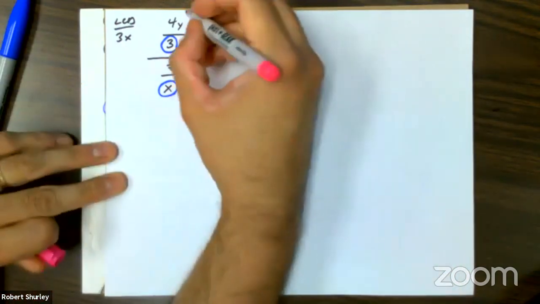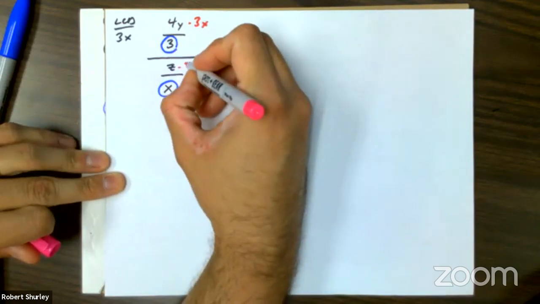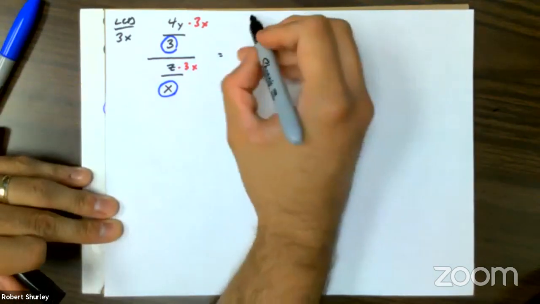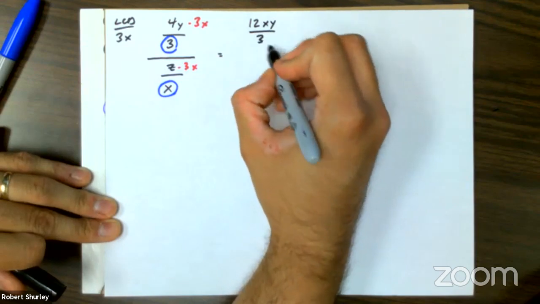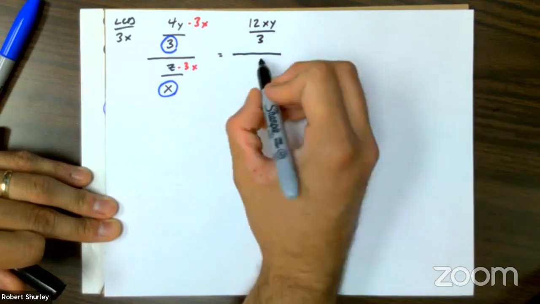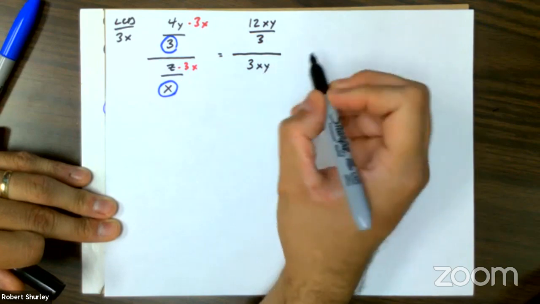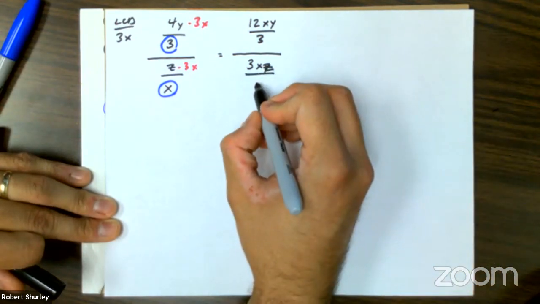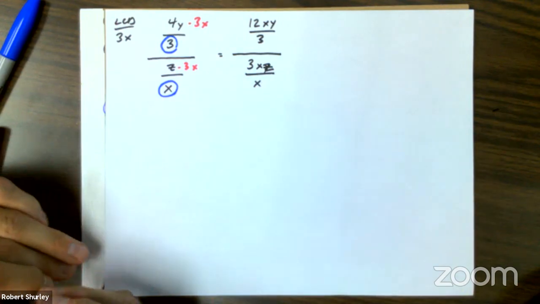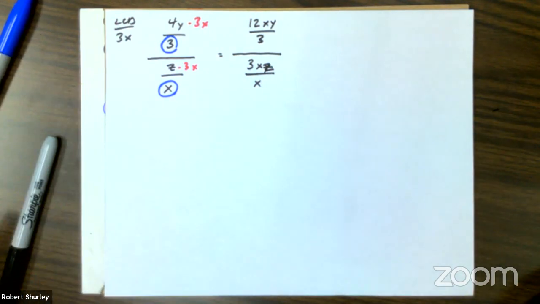And then we're going to do the same thing we've done every single time before, and we're going to multiply that 3x to the numerators, okay? So we wind up with 12xy over 3 divided by 3xz over x, okay? And now if we did this properly, again, the denominators are going to cancel.